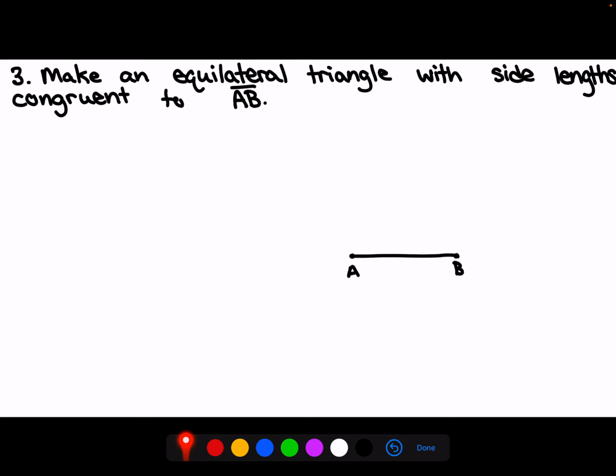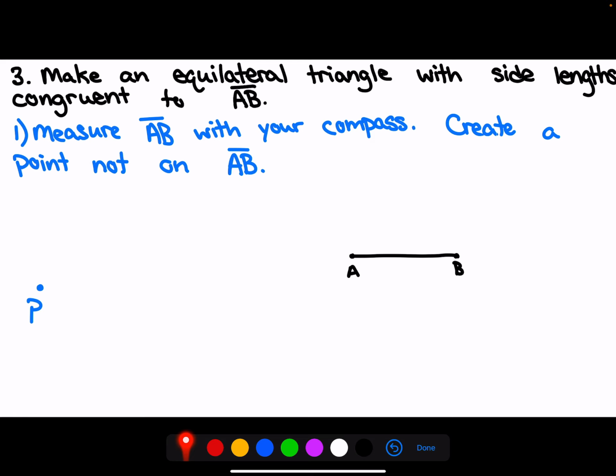With the measurement of AB, you're just going to go ahead and create a random point. I'm going to go ahead and create point P. So that's our first step, creating point P that is not on segment AB and measuring segment AB.